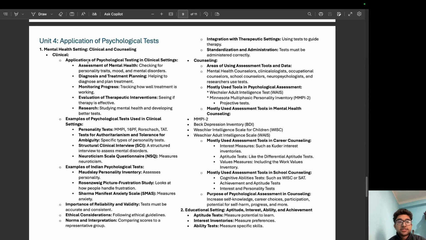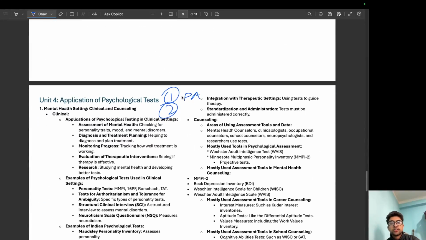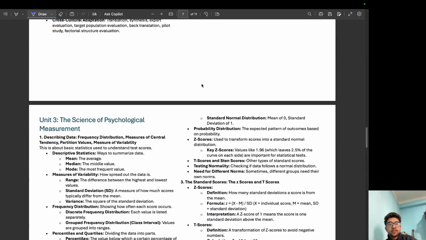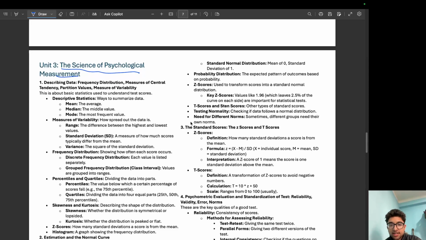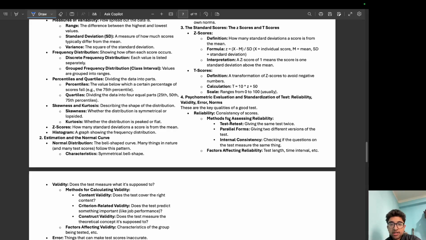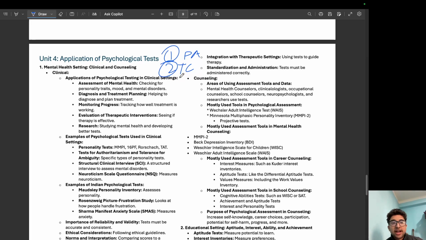So okay, today let's talk about unit 4 of psychometrics, that is about the applications. What are the uses of psychometrics or psychological tests? What we did before is we talked about two units. One is about psychological assessment, and we also went into test construction, how to construct a test. And there is unit 3 about the science of psychological measurement, where there are all these stats, and also reliability, validity, and errors. We are going to talk about it later. First, let's look at unit 4, the applications of psychological tests.